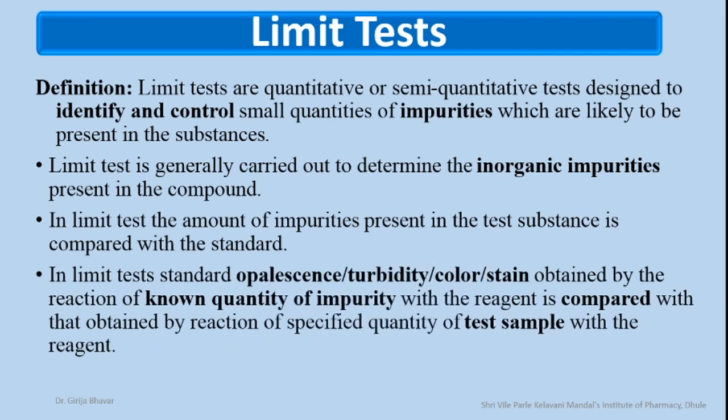In a limit test, the standard opalescence or turbidity or color or stain obtained by the reaction of a known quantity of impurity with the reagent is compared with that obtained by the reaction of a specified quantity of test sample with the reagent. That means in a limit test, the impurity is reacted with a certain reagent which will produce either turbidity or color, which is then compared with the color or turbidity obtained by the known amount of impurity. So this comparison is called a limit test.